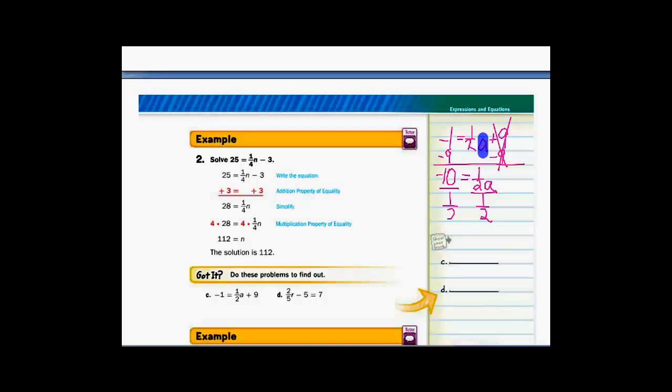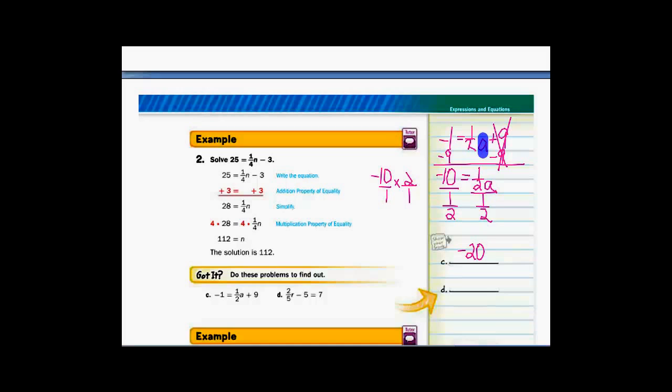Divide by 1/2, or you can multiply by the reciprocal, either way. So if you divide fractions, remember it's the number you're dividing. You have to flip it and multiply, which is multiply by the reciprocal anyway. So my answer for C, negative 20.